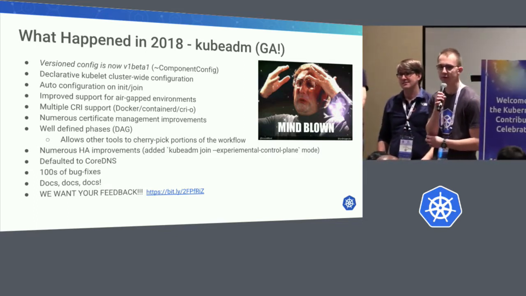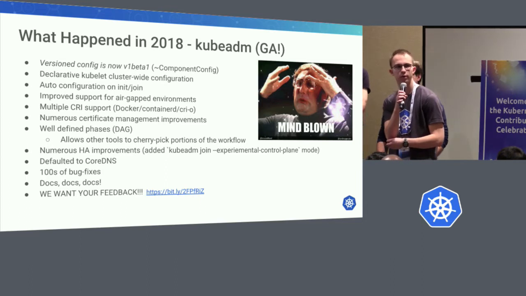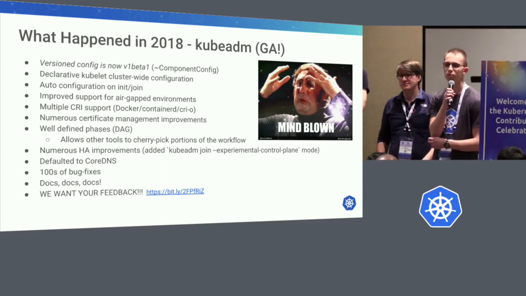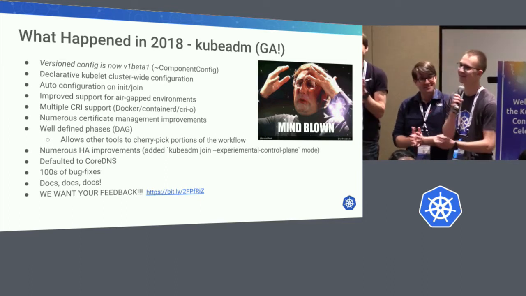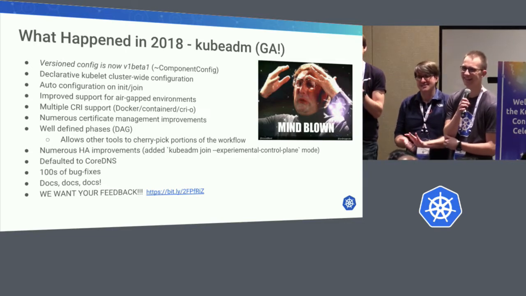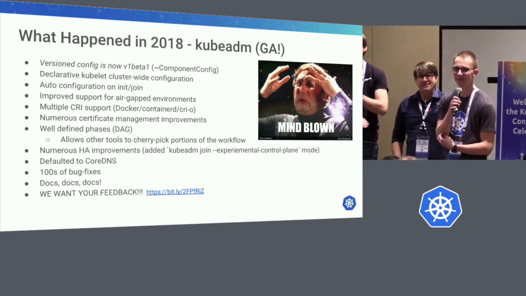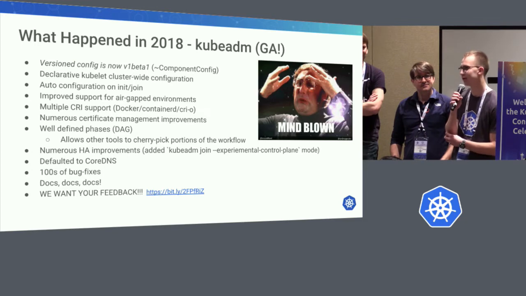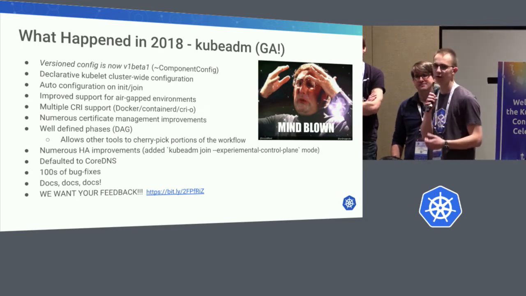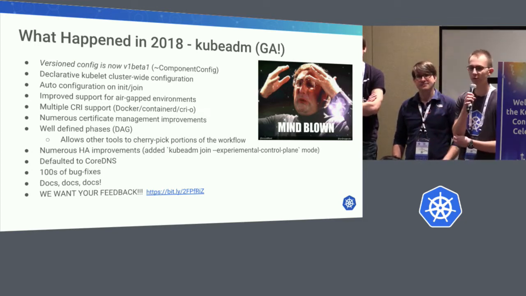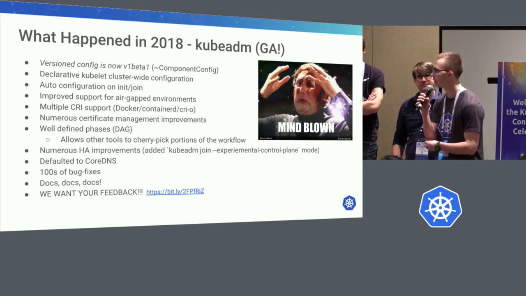And as you might have noticed in the last couple of weeks, kubeadm was declared GA. Woo! As the first built-from-the-ground-up deliverable from the SIG, which was a great milestone.